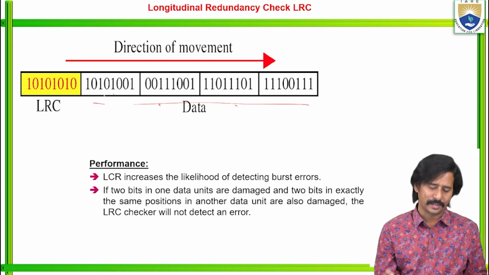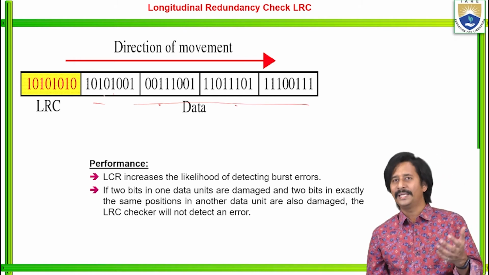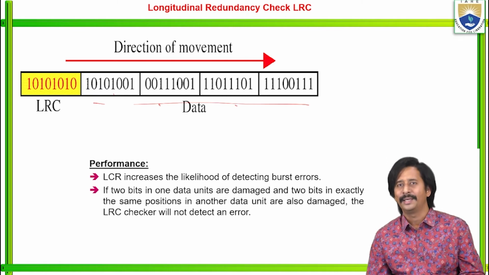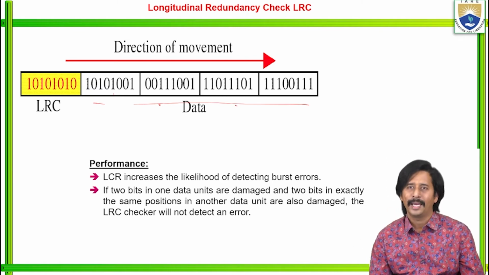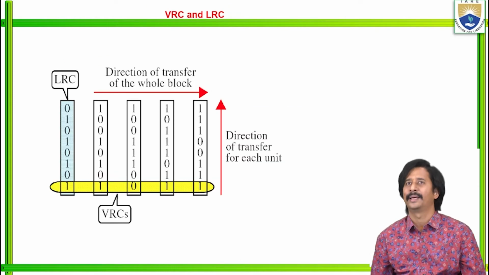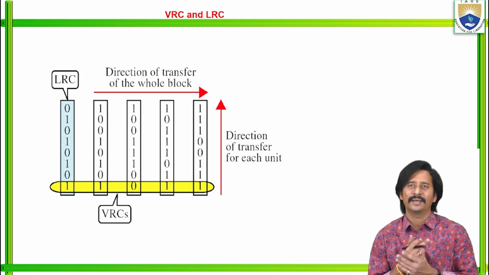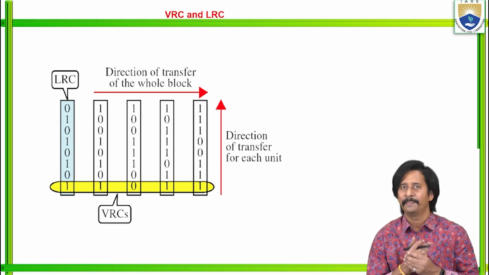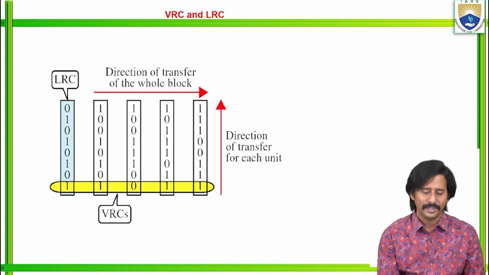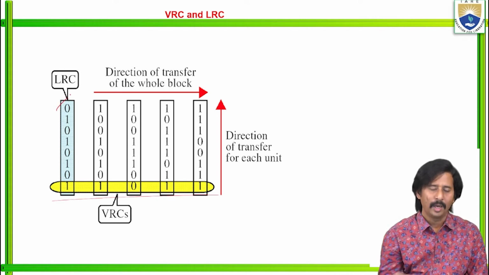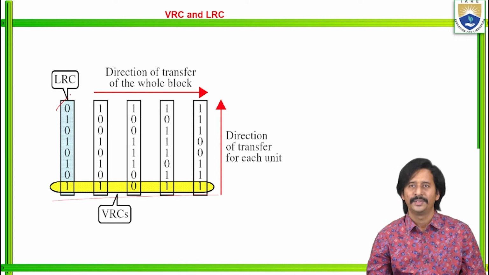Any 2 bits in exactly the same positions in other data units that are also damaged, then this particular LRC will not detect an error. Now we need to combine both the vertical redundancy check and the longitudinal redundancy check. See how this happens. These are the vertical redundancy checks and this is the longitudinal redundancy check.